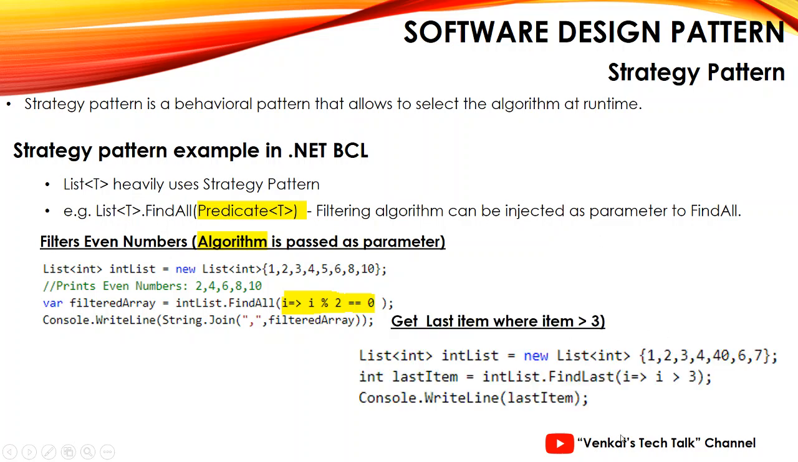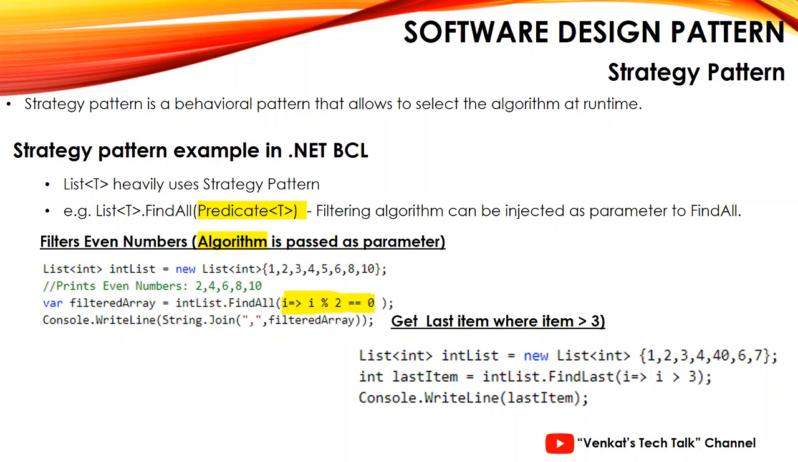So this is an example of another method, FindLast. We want to get the numbers greater than 3, but the last one, which is going to fetch the 7 from this list. Okay, so this is an example.